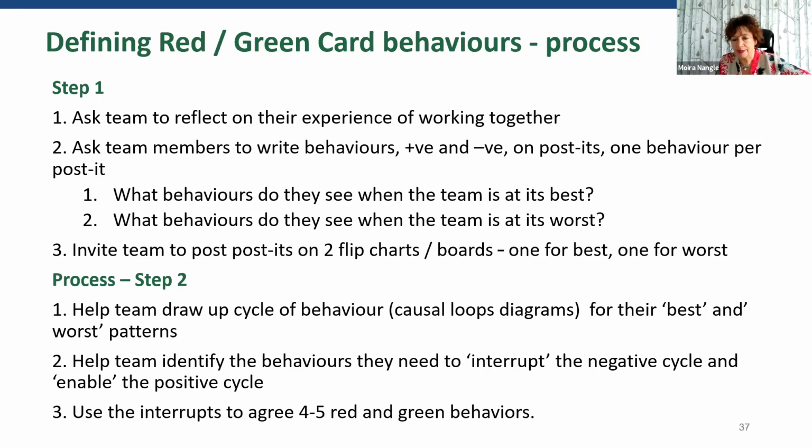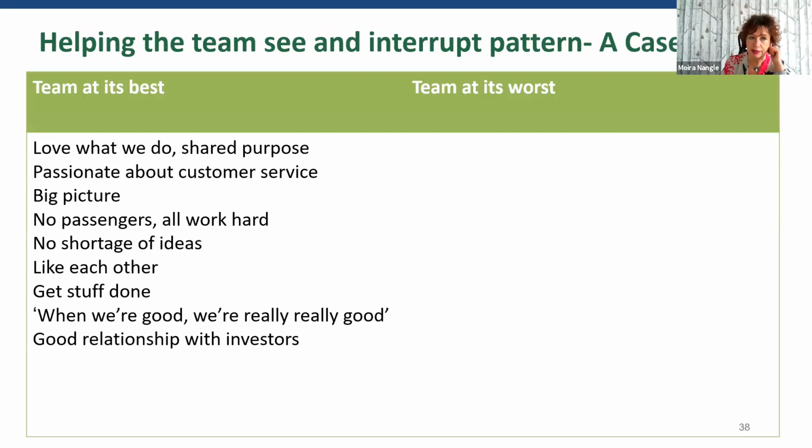Step 2 of that process is then to get people to think about a sort of cycle of behaviour, if you like. We call it a causal loop diagram, but often there's a cycle of behaviour for their best and worst patterns, and I'll show you an example in a moment. And we then ask the group to think about, when we're at our best, how can we enable more of that? How can we sustain that? How do we do more? And when we're in a worst or a red cycle, are there things that we can do to interrupt that negative cycle? And we use those interrupts to agree the red and green behaviours.